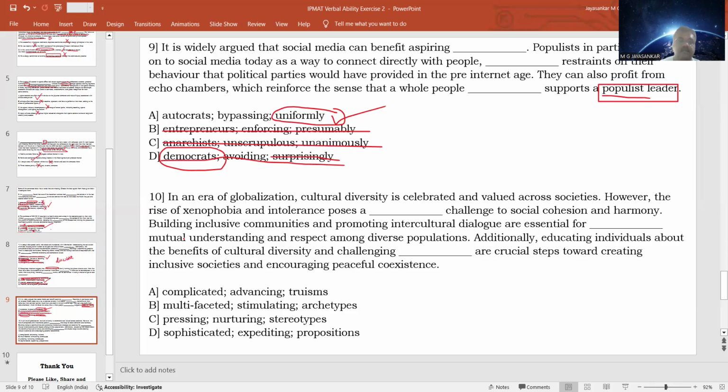All right, the next and the last question. In an era of globalization, cultural diversity is celebrated and valued across societies. However, the rise of xenophobia and intolerance poses a challenge. So, what is xenophobia?